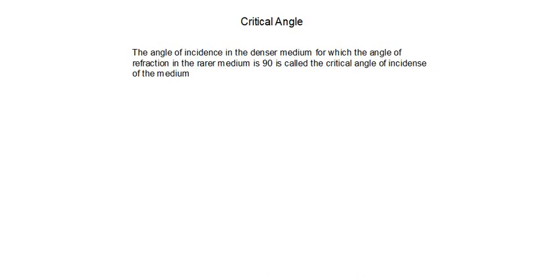Hello everyone. So today let's continue with the next topic in refraction, that is critical angle. So what is critical angle? The angle of incidence in the denser medium for which the angle of refraction in the rarer medium is 90 degree is called the critical angle of incidence of the medium. Let us see this with a demonstration.